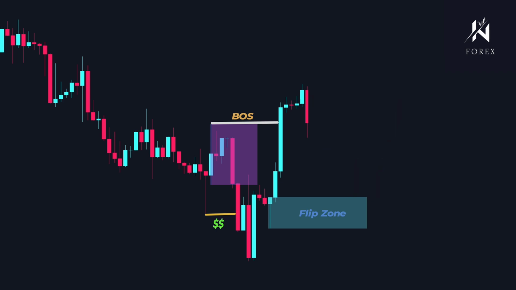In this current setup, if you look to the left, you'll see a clear liquidity sweep. That sweep led to the creation of the flip zone, which then caused the break of structure. So this entire setup is confirmed and aligns perfectly with our rules.